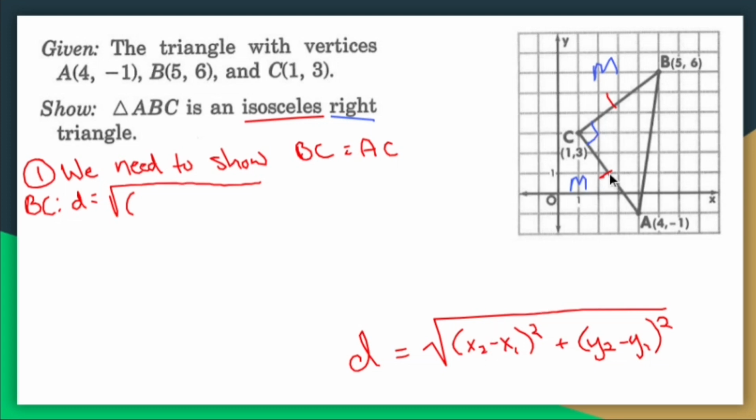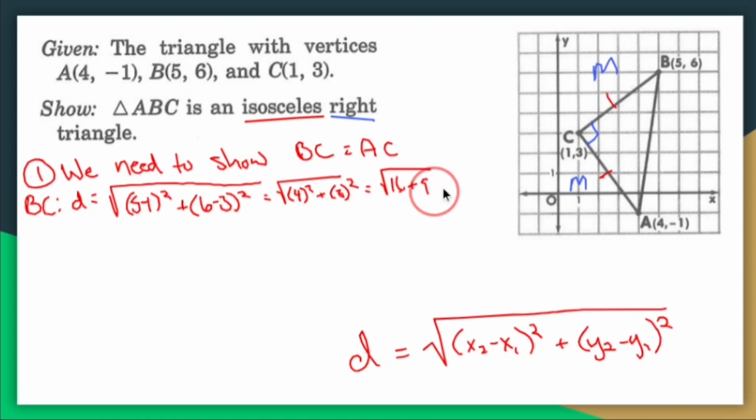So if I'm doing x sub 2 minus x sub 1, that is an x. So 5 minus 1. So 5 minus 1 squared plus 6 minus 3 squared. Okay, that's going to get me 4 squared, which is a fun game, plus 3 squared in square root. Still in the square root, 16 plus 9, which is the square root of 25, which is 5. So the length of BC is 5.